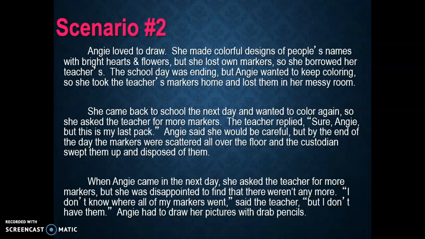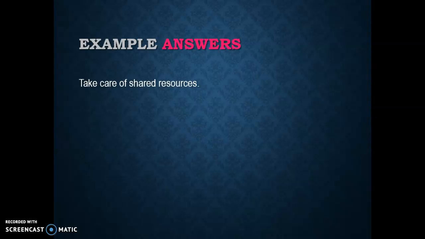Finally, let's look here at the possible answers. Angie could have learned a lesson about taking care of shared resources, because when she needed some, there weren't any more, because she kept taking and taking, and she didn't care about taking care of the things that were loaned out to her. And so when she needed them again, there weren't any there for her to be able to use. So she learned a lesson about taking care of shared resources.